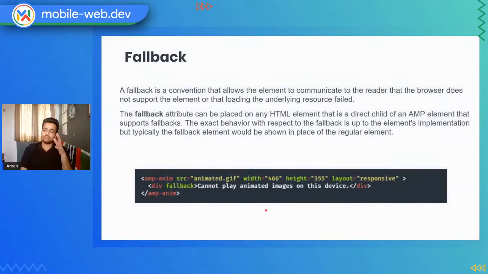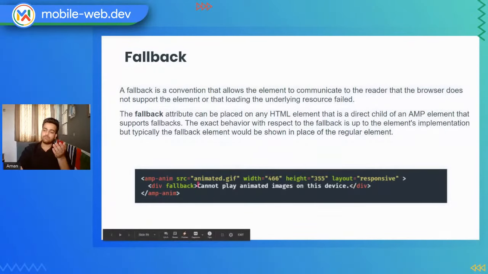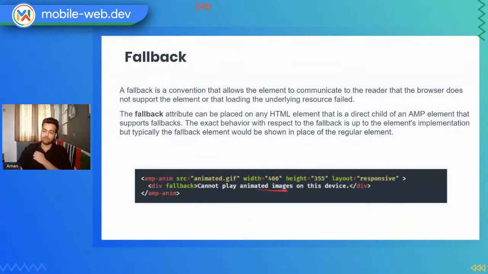So one of the attributes is fallback. The fallback attribute is used if the DOM doesn't load data for some reason. For example, if we have included an AMP animation which doesn't load for some reason, then we use a div with fallback and put whatever div you want inside it. This is very good if you don't want users to see a blank screen, and you can use this attribute to make things much more engaging for the user if it doesn't load.